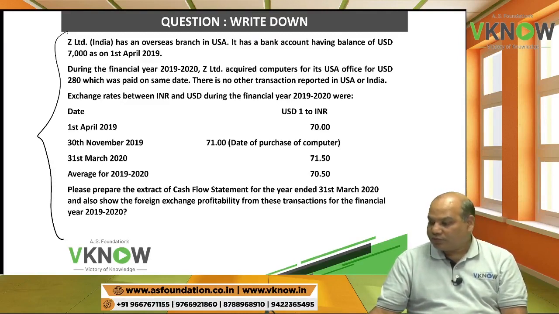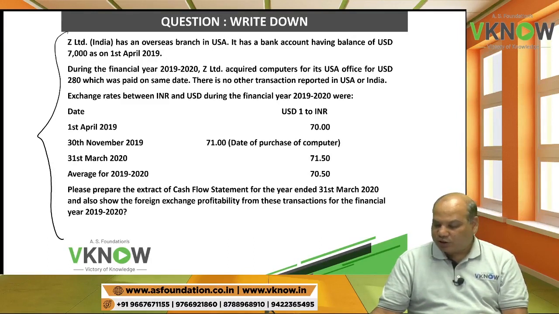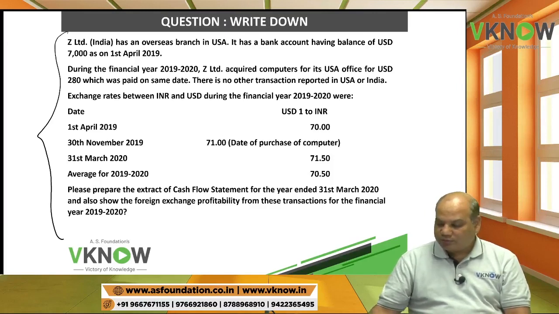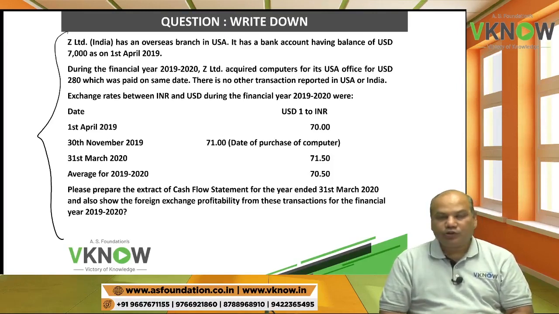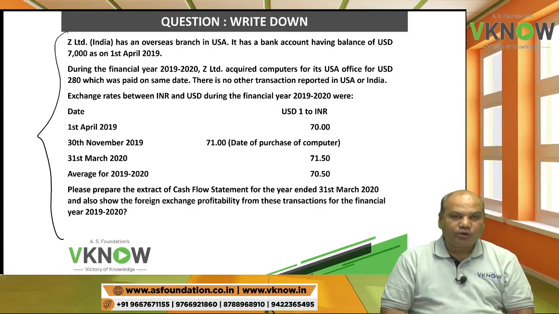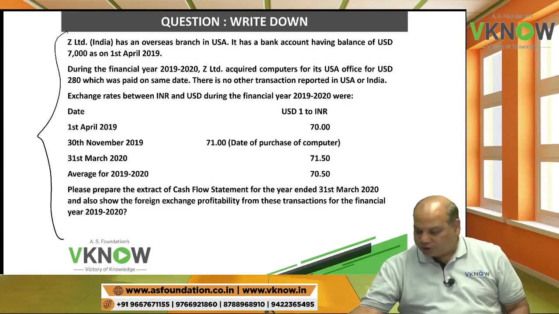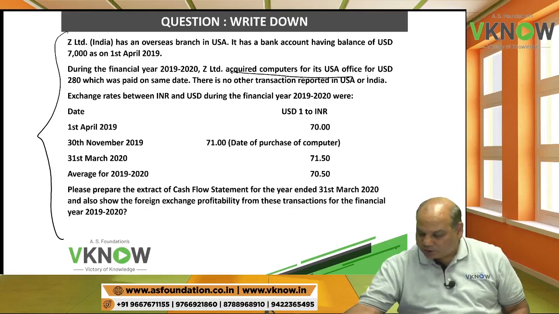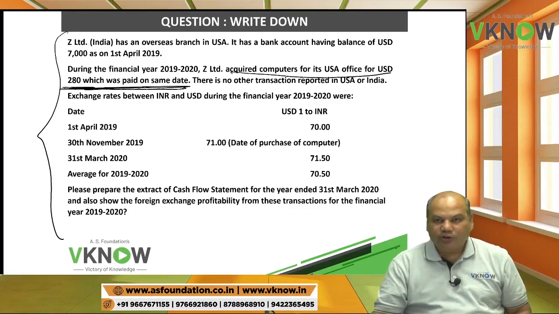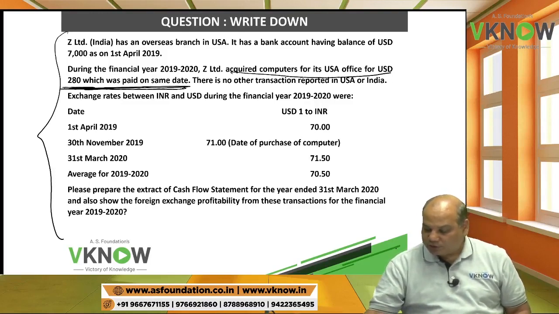During the financial year 2019-20, Z Limited acquired computers for its USA office for USD 280. This is one extra adjustment now. For USD 280, which was paid on that same date.